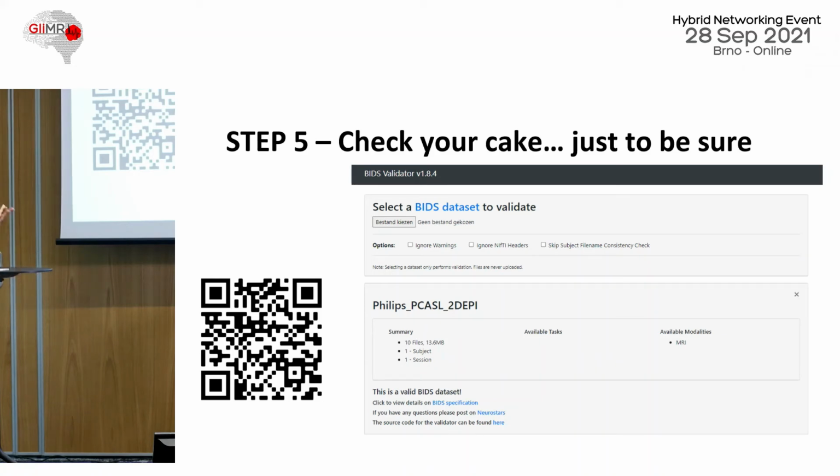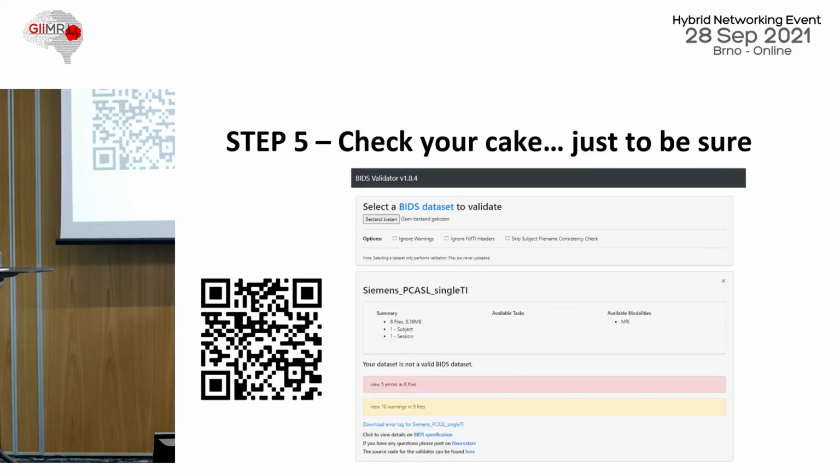But that's probably not what will happen when you do that the first time. Probably it will look like this. So you see here, there's a red line with errors, 5 errors in 6 files, and 10 warnings in 9 files. Well, those are 2 different types of mistakes in the data set.